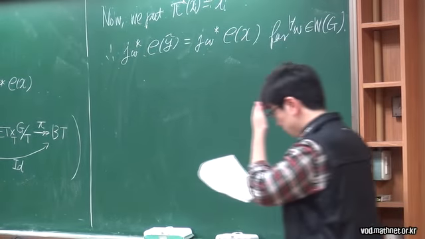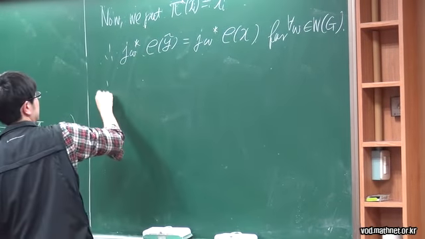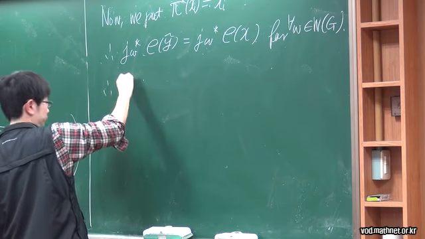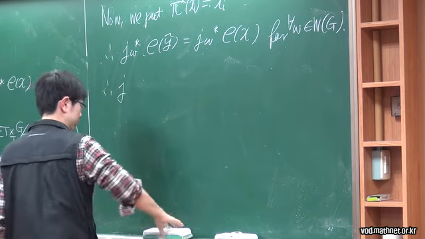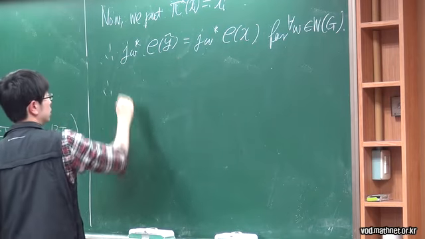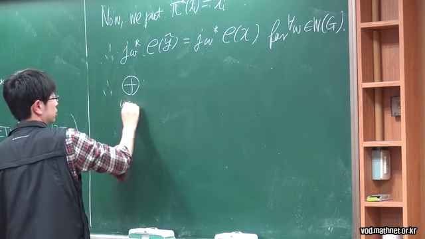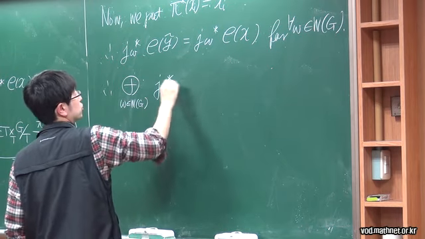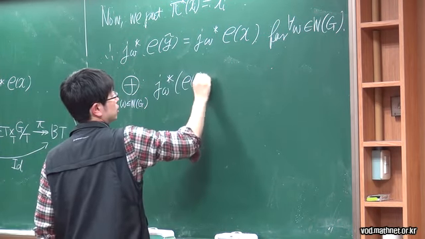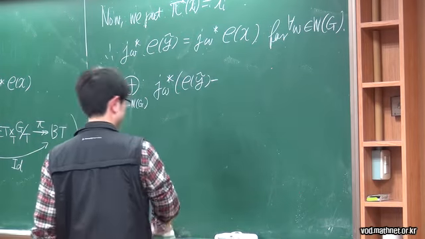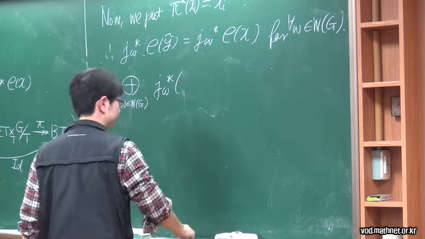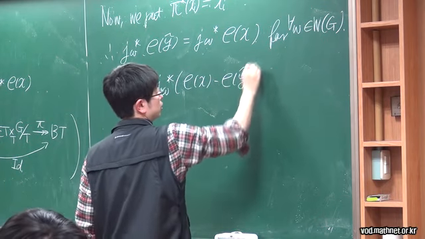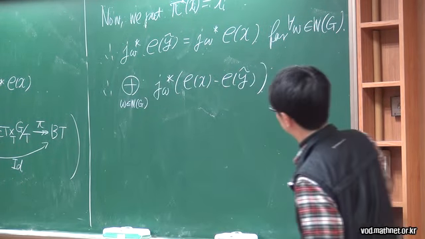Okay, so it means that from this equation we have this equation. W star ey, I should say ex, x minus ey tilde. This is equal to 0.